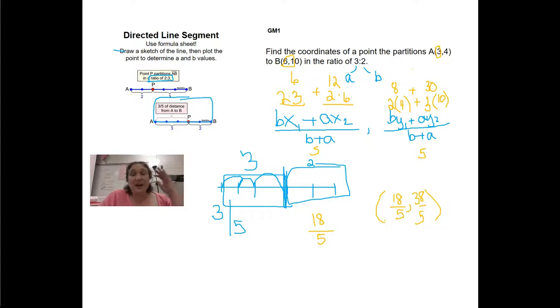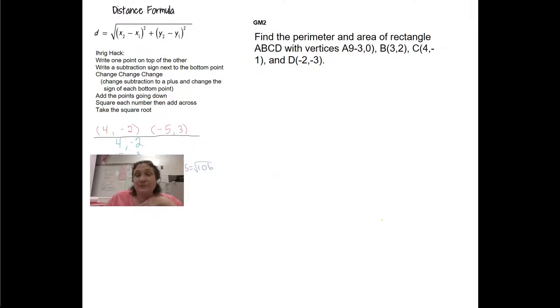Ta-da! Again, it's not hard plugging the stuff in. The only things you've got to remember are to use the first point for x1, y1, and the second point for x2, y2. The trickiest part is what is the A and B. If it says ratio, you're perfect. You don't have to do anything else. The first one's A, the second one's B. If it doesn't say ratio, you're going to have to determine those A and B values.